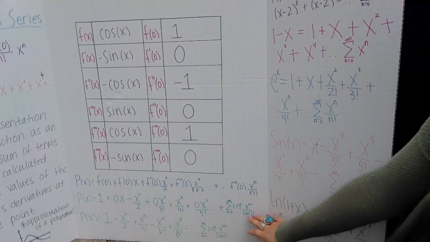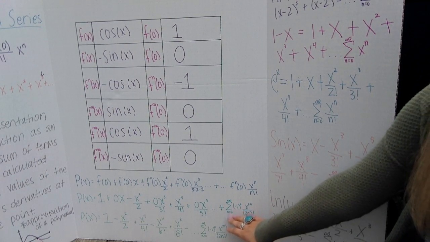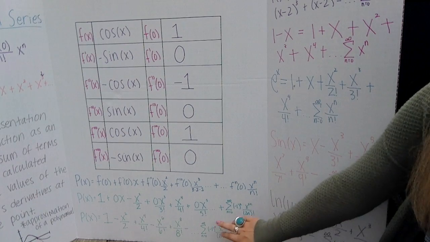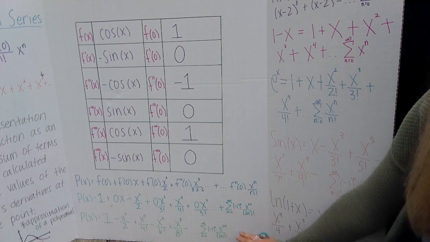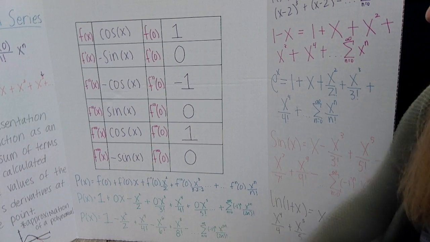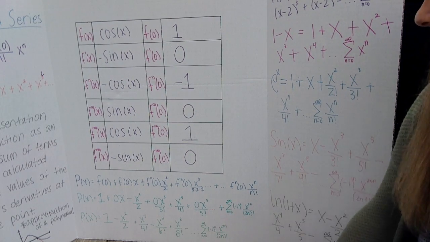And here is the notation for cosine of x. It's going to be a sum from n equals 0 to infinity of minus 1 to the n, and that is because it is an alternating function.